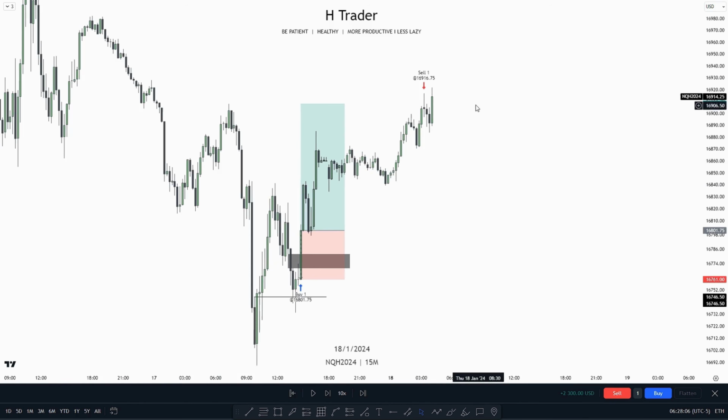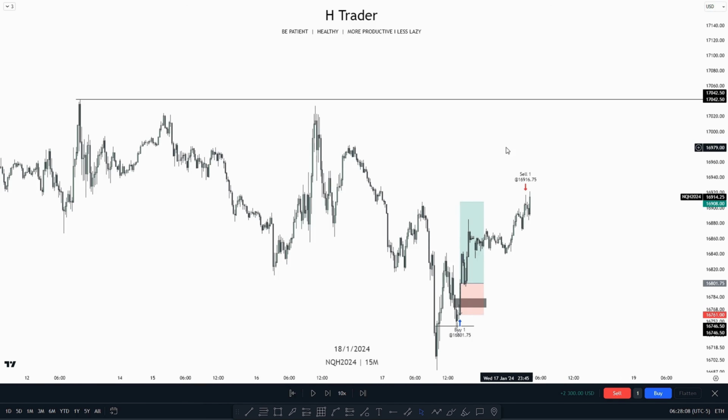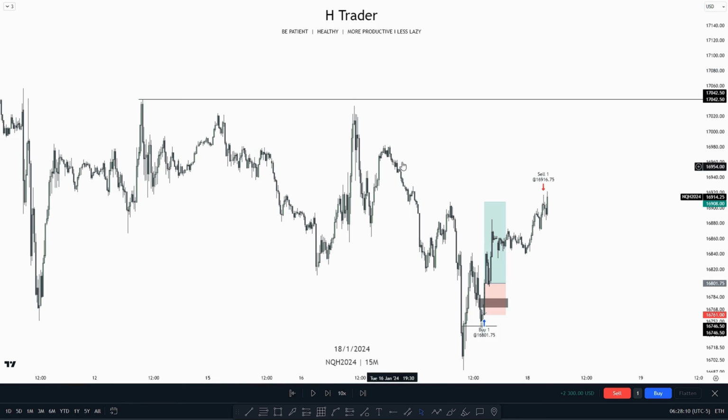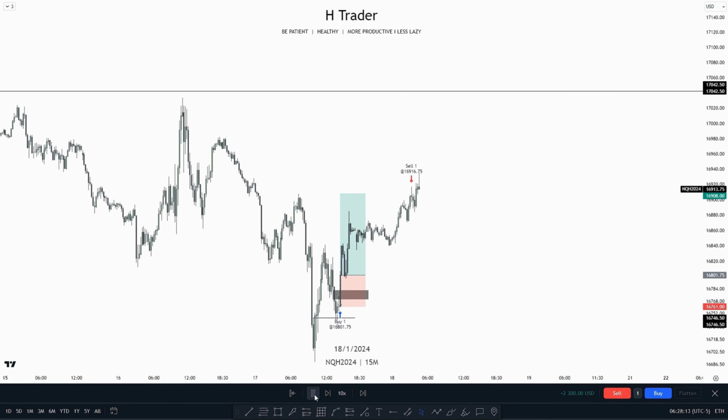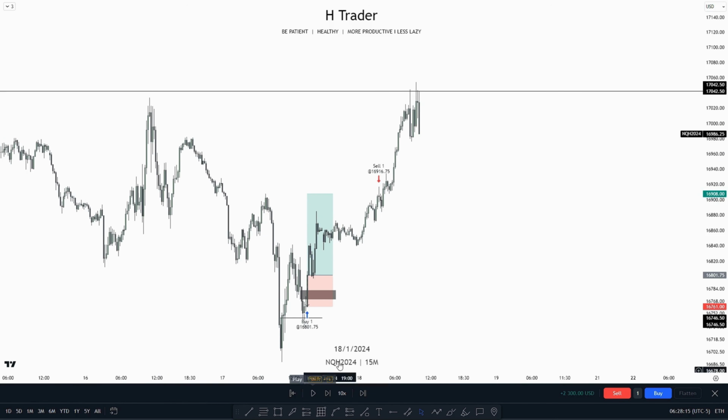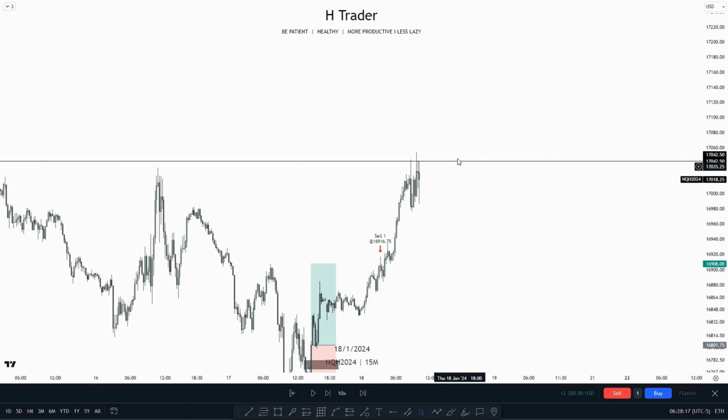And we see the price takes our profit. Now let's see if price can also manage to take out the equal highs that we had up here. And we see the price does take out the equal highs.